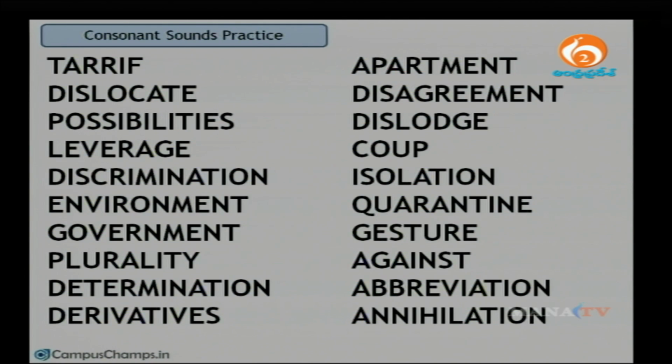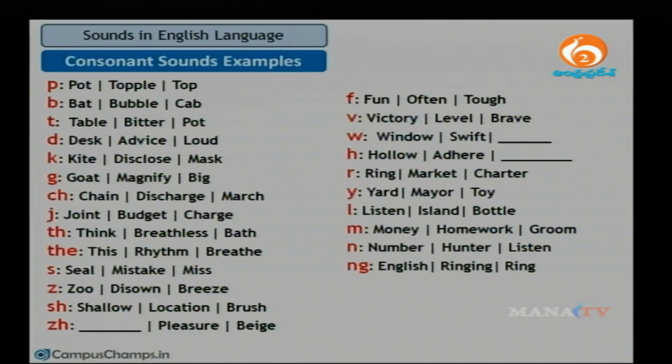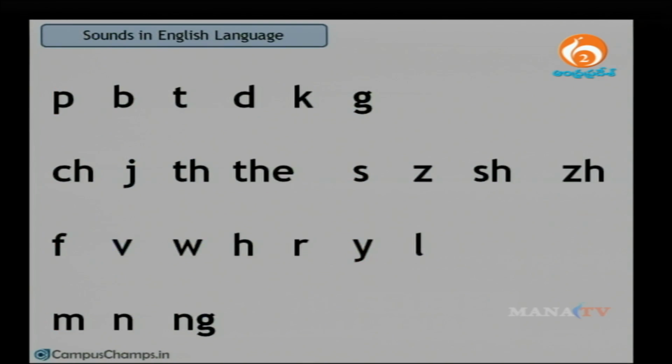quarantine. Quarantine means if a person is suffering with an unknown disease and it can spread, they put these people in an isolation ward. That's called a quarantine. Gesture. It's not gesture with a g sound, it is gesture with a j sound. Against. It's not against, it's against. Abbreviation. Annihilation.